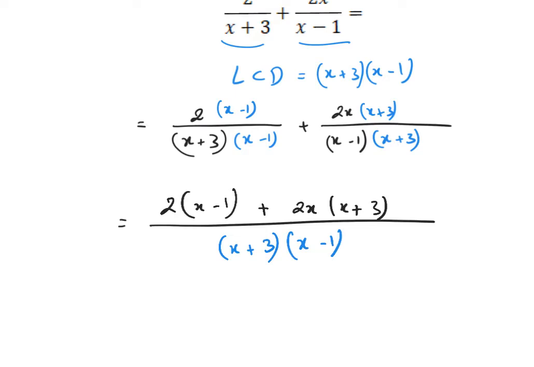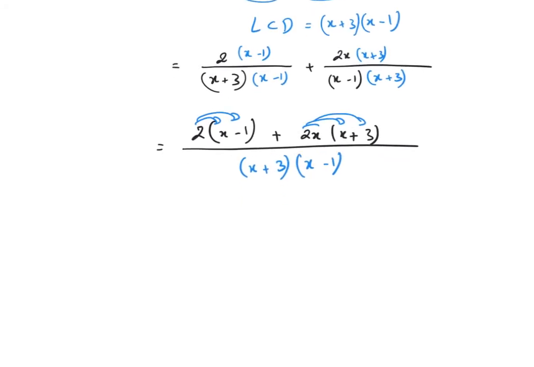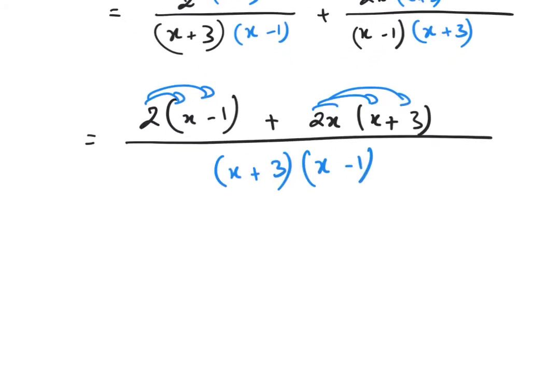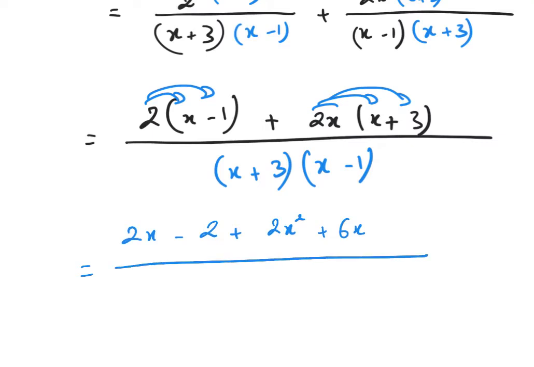And we can distribute: 2 with x and negative 1, and 2x with x and 3. So it's going to be 2x - 2 + 2x squared, because 2x times x is 2x squared, and 2x times 3 is 6x, over (x + 3)(x - 1).